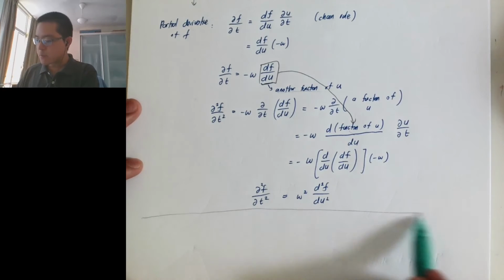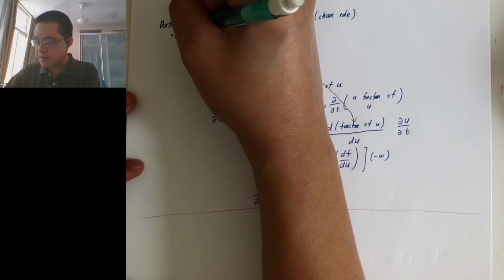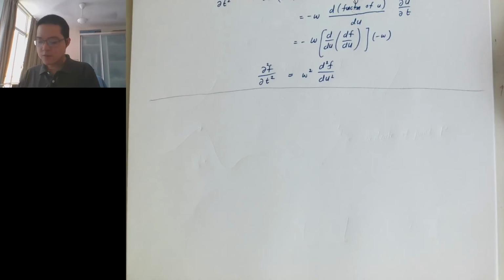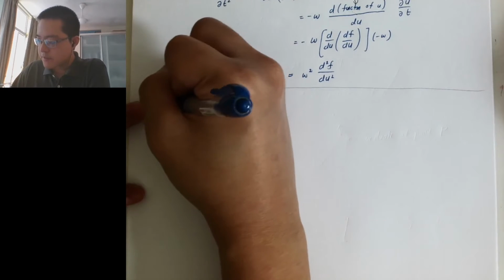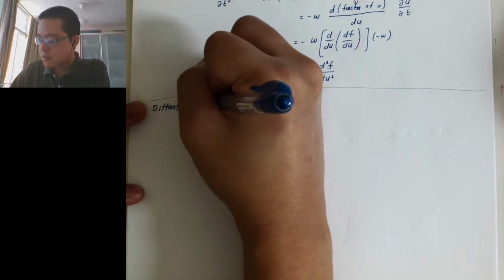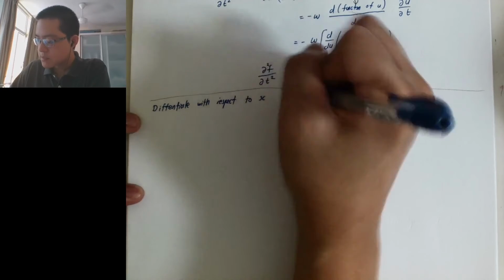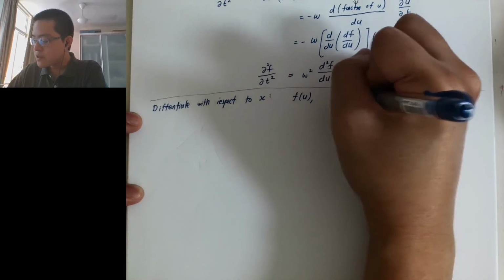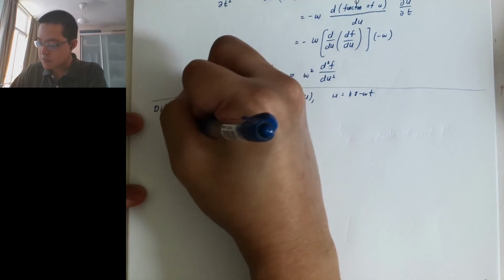Let me write it in a different notation. This one is the partial derivative of f with respect to t. Now I want the partial derivative with respect to x. So I'm going to differentiate with respect to x, and then I'll show you a slightly different way of writing it. So see if you get it. Differentiate with respect to x. Okay, so I have my function F of u, and my u is equal to kx minus omega t. Let me try to differentiate this with respect to x.